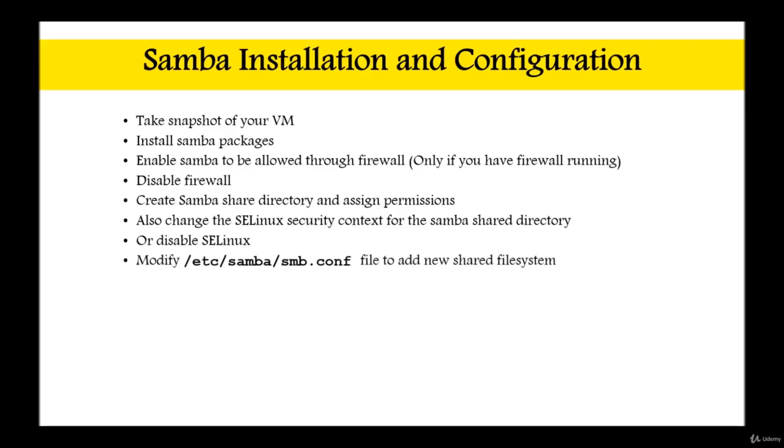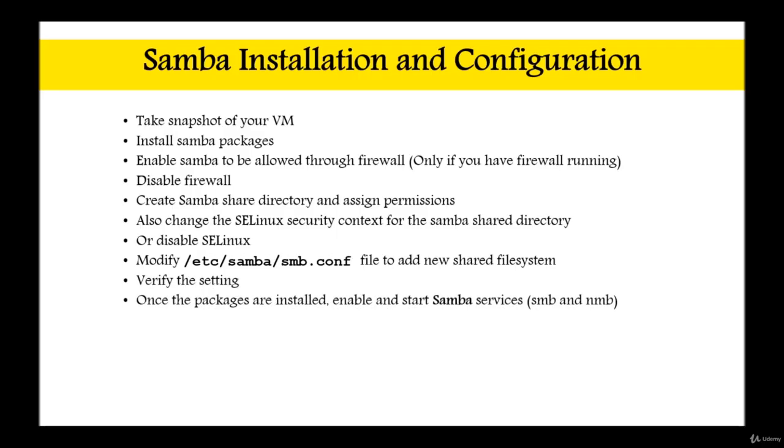Then we will modify the /etc/samba/smb.conf file to add a new shared file system. Also, please make sure you make a backup file for this smb config. Then we'll verify the settings. Once the packages are installed, we'll enable and start the Samba services, which are SMB and NMB. And then we'll mount the Samba share on a Windows client. We'll also mount the Samba share on a Linux client using CIFS.